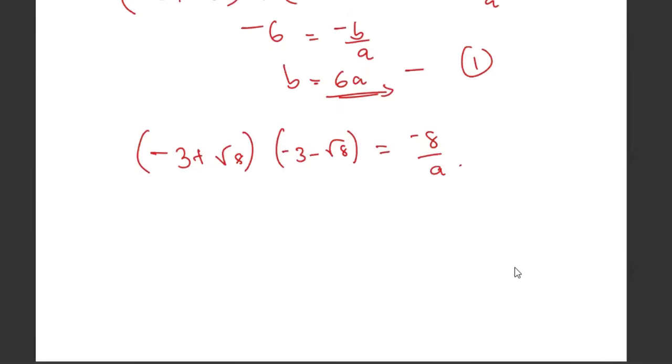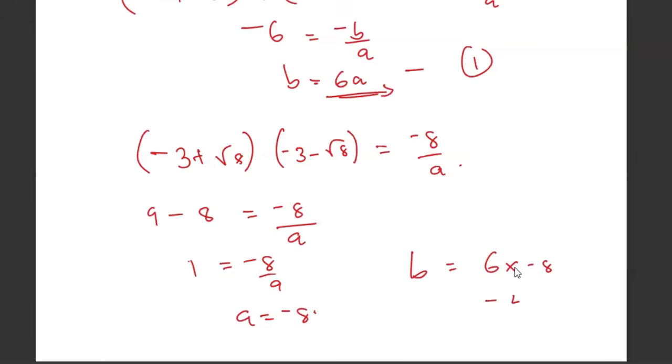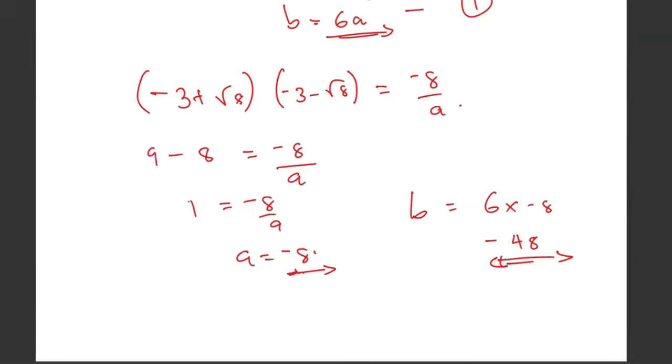So multiplying this and that's going to be a 9. That's going to be a plus. That's going to be a minus. So 9 minus 8. Okay, this should give us negative 8 over a. 9 minus 8 is a 1, meaning that a is going to be a negative 8. And then if we replace this a by that part b, meaning that's going to be 6 times negative 8, which is going to be a negative 48. Okay, so that is what we are ending up with for that particular question.